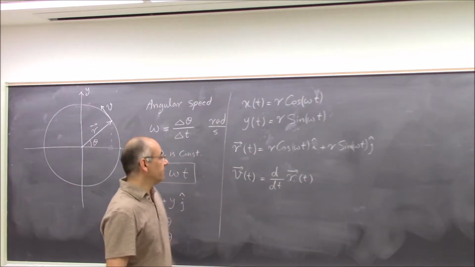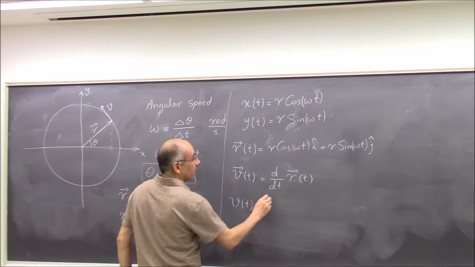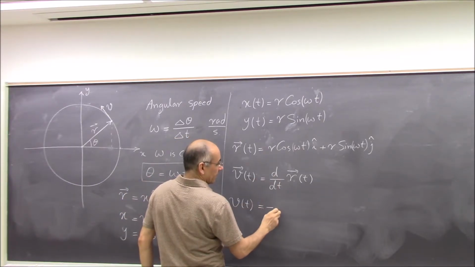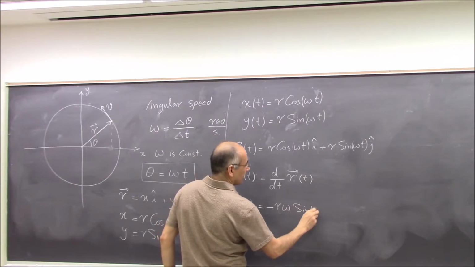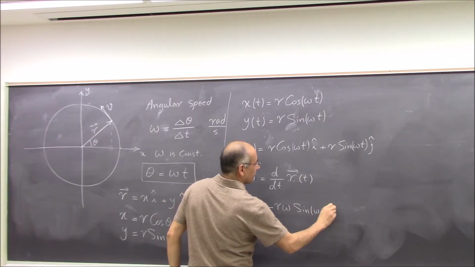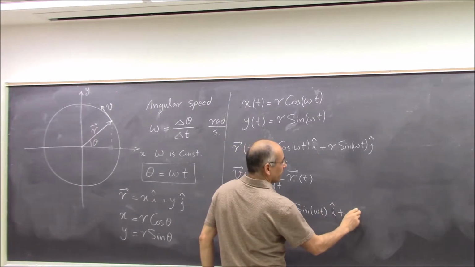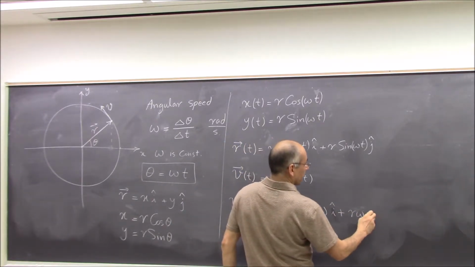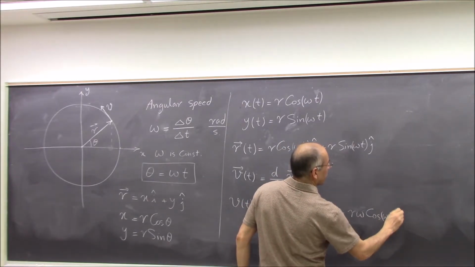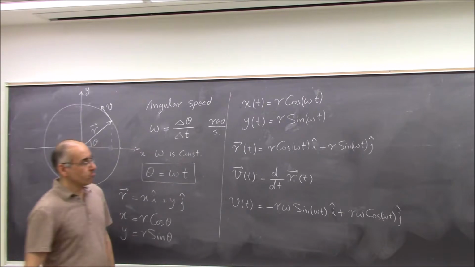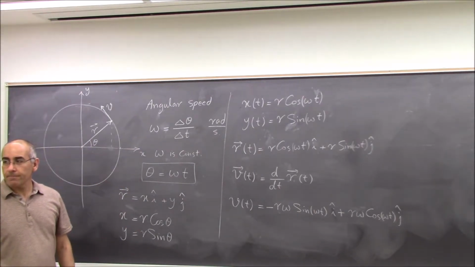Right? So using the chain rule, v as a function of t is equal to negative, as we said, negative r omega sine omega t i hat plus r omega cosine omega t j hat. This is velocity as a function of time.